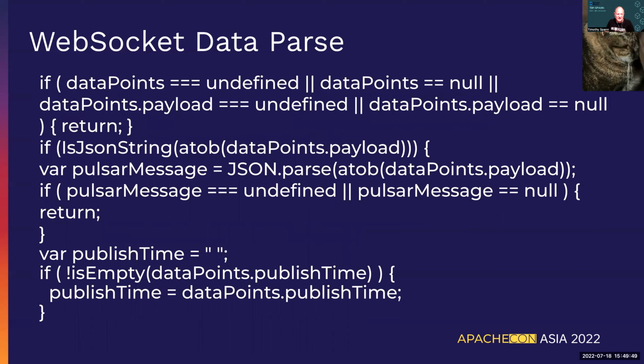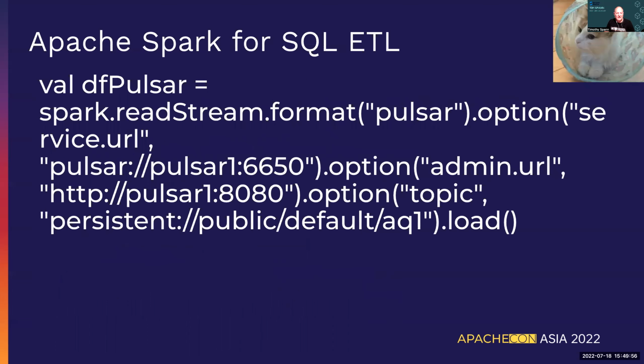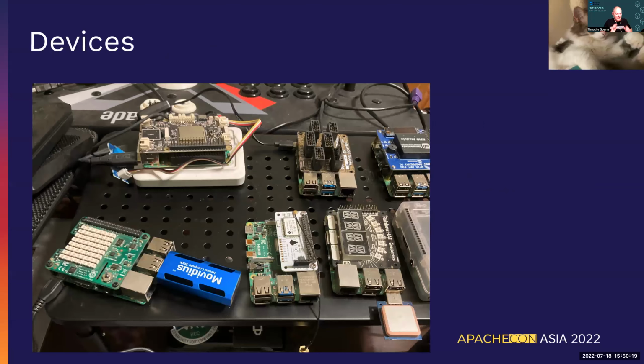Parsing it's pretty easy. One thing is it comes in binary, so you've got to convert it and parse that into JSON, but that's all the code right there. Connecting to Pulsar from Spark, also pretty easy. Again, remember you saw that Delta format. This is the Pulsar format. We put in our service URL to connect to our broker, plus the admin URL. That's how it gets web services information. And then we put our topic name in, load, we're ready to go.